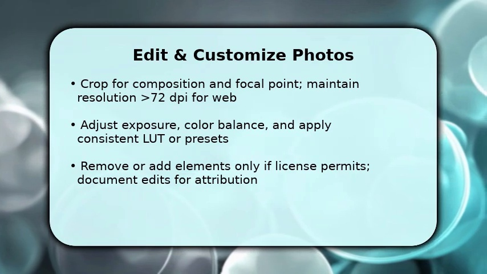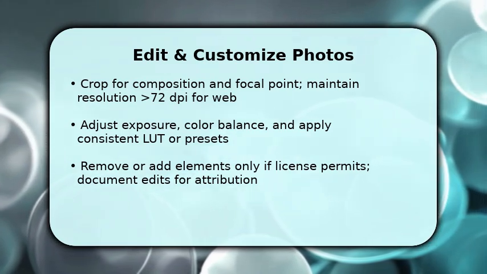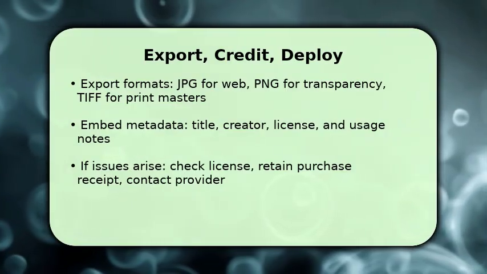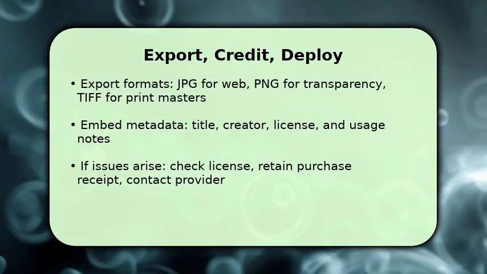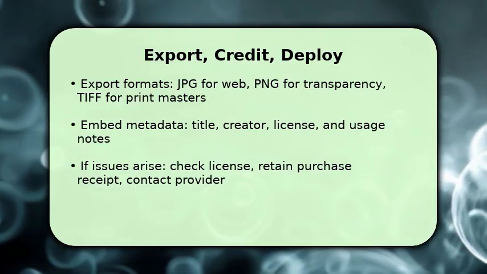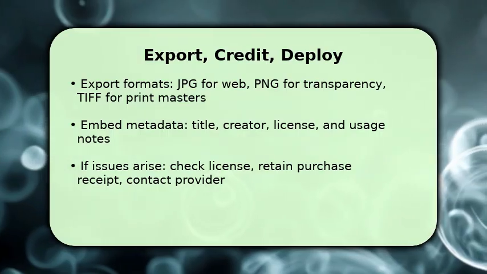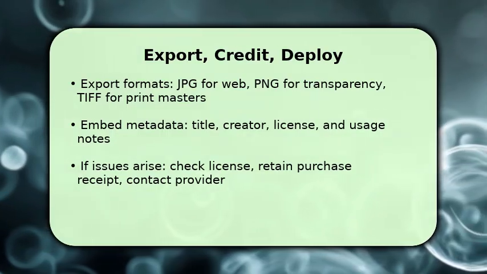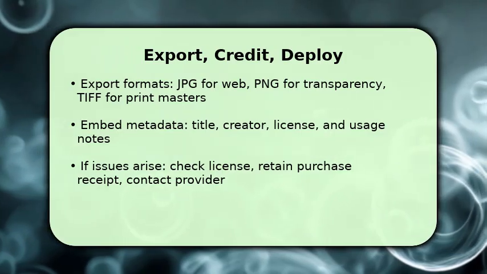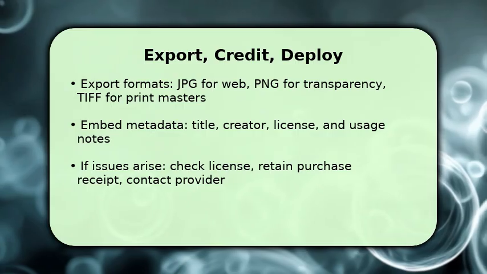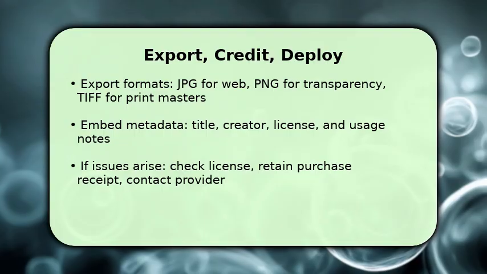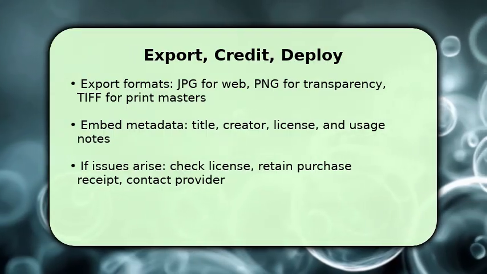Finally, export optimized files matching destination specs, using JPG for compressed web images, PNG for transparency needs, and TIFF for high-quality print masters. Once exported, embed metadata: author, license, usage limits, so future editors know the rules. Upload to your CMS or handoff folder and test in context to confirm colors and bleed. If something goes wrong, like a disputed license or poor quality, immediately review the original license, locate your receipt, and contact the provider for resolution.